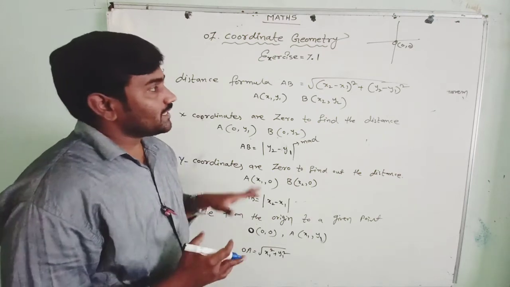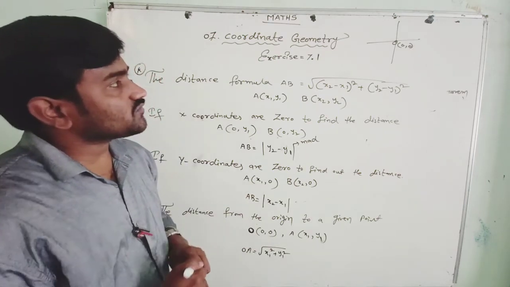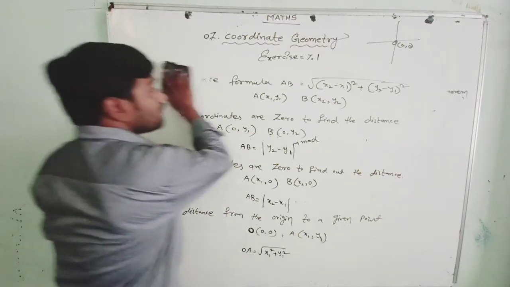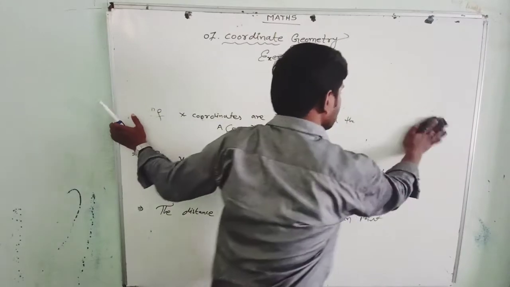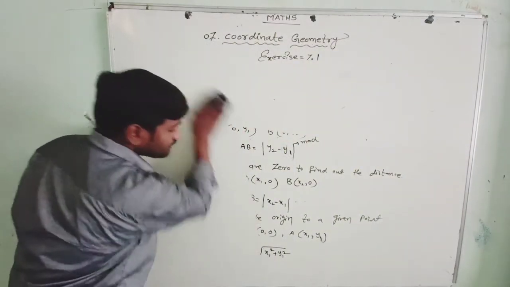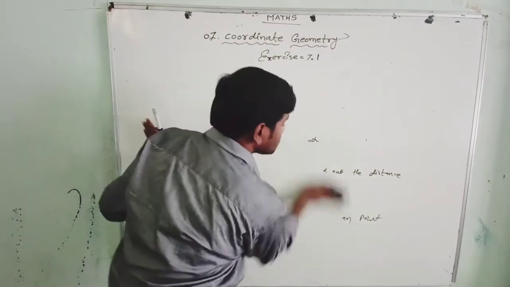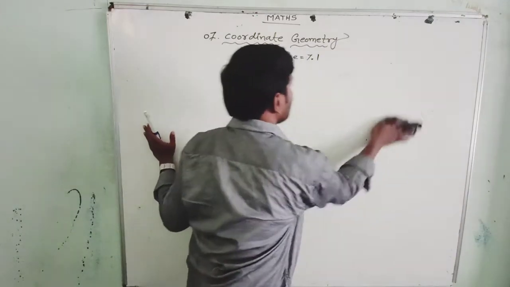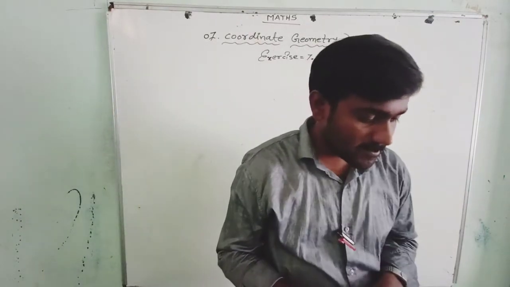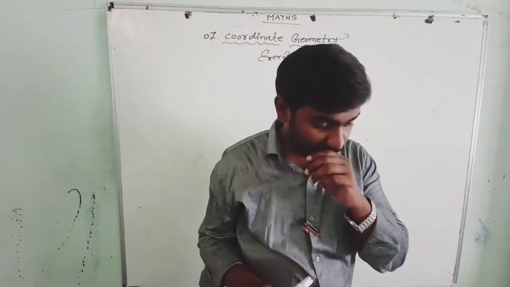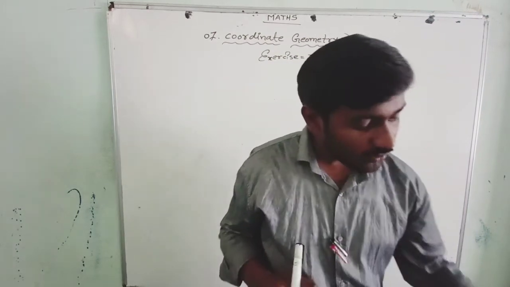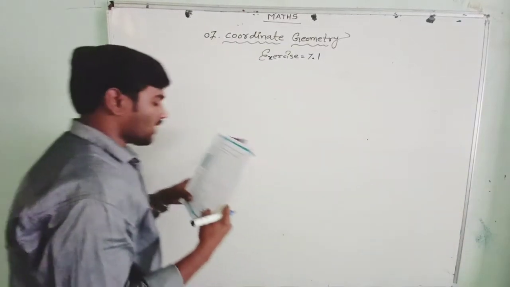So let us solve some of the problems from exercise 7.1 based on these formulas. So remember these formulas first. Remember all these formulas and we'll find out the distance. See, that is the first bit. Find the distance between the following pairs of points.